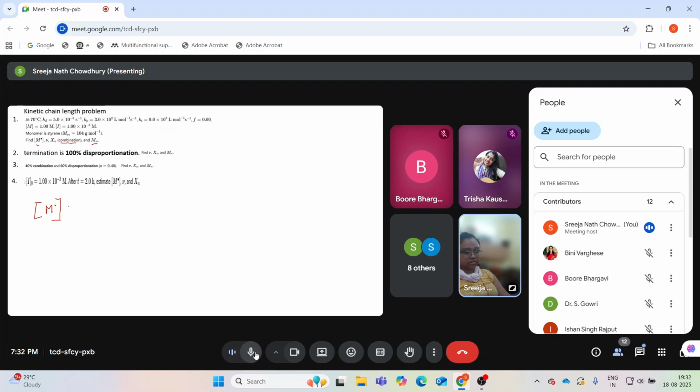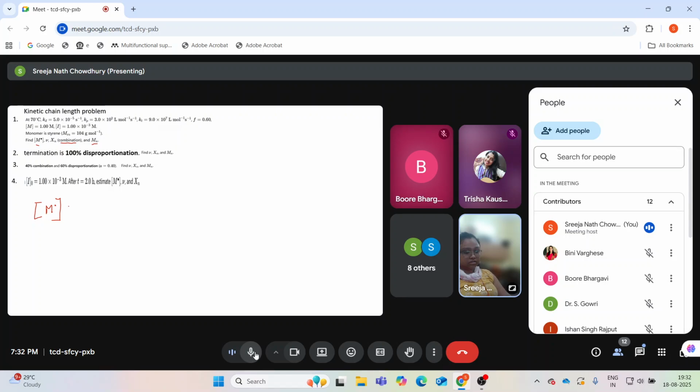Xn becomes B nu, not 2 nu, B nu. B is 1.25 and nu we have calculated as 91.3. So our Xn will be 114, and the number average molecular weight will be 114 into 104, which is equal to 1.19 into 10 to the power 4.